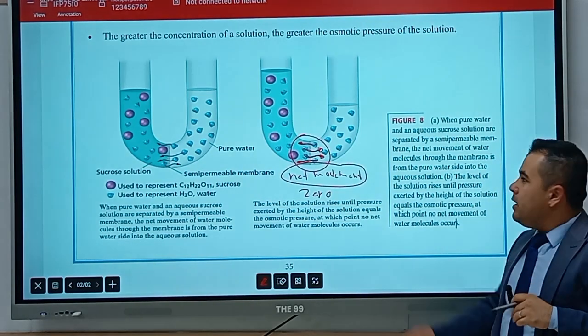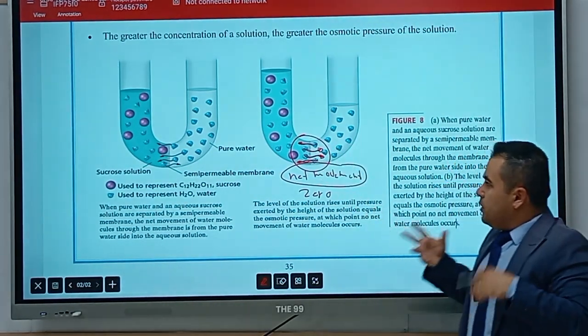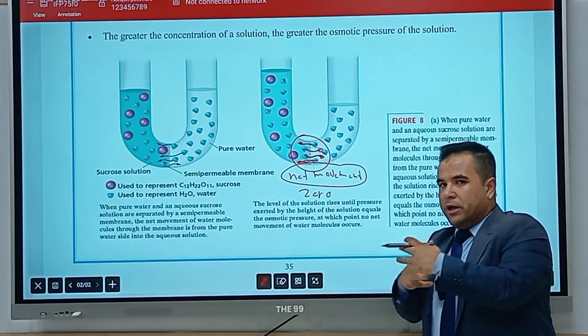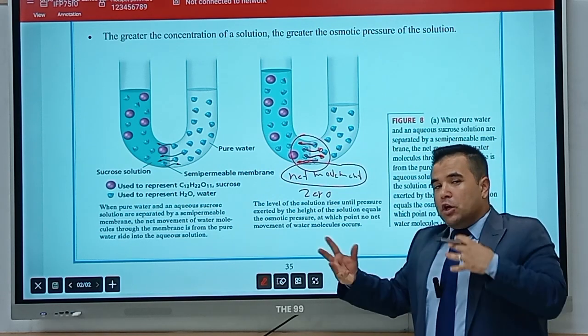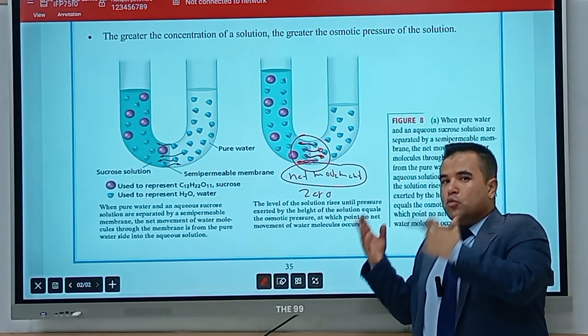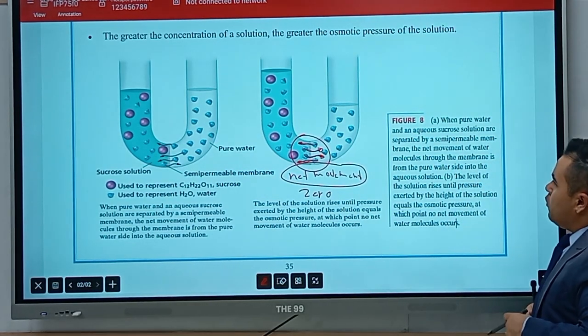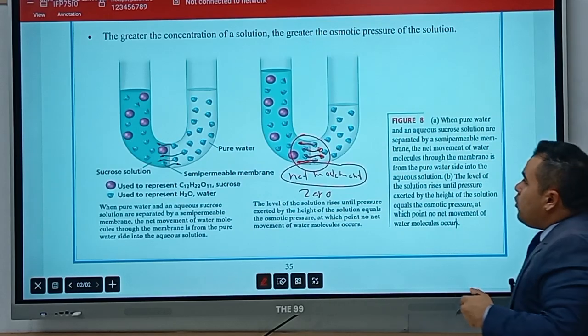What I mean is, there is still movement, guys. The water is continuously moving through the semi-permeable membrane, but at an equal rate from the high concentration toward the low concentration, and from the low concentration toward the high concentration, guys.